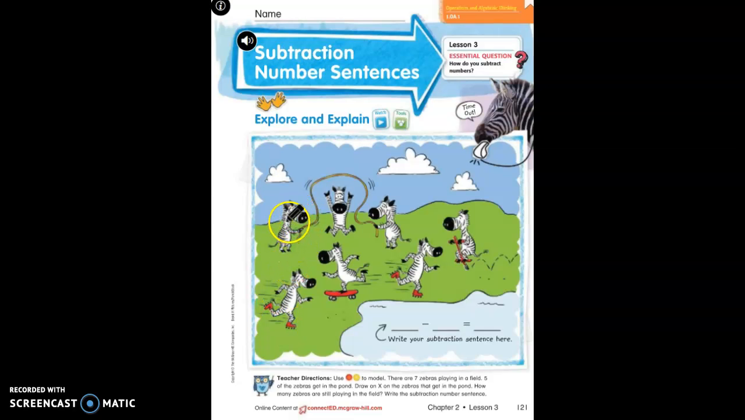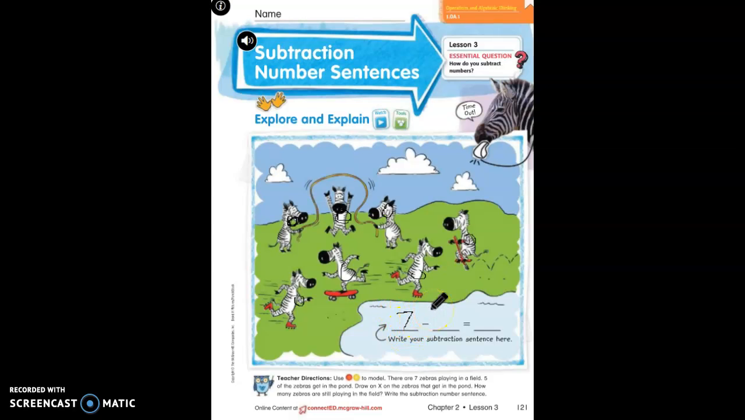So boys and girls, when I count, I like to put just a little mark on there so I know I've counted it. 1, 2, 3, 4, 5, 6, 7. All right, so we know we have 7 zebras in all.